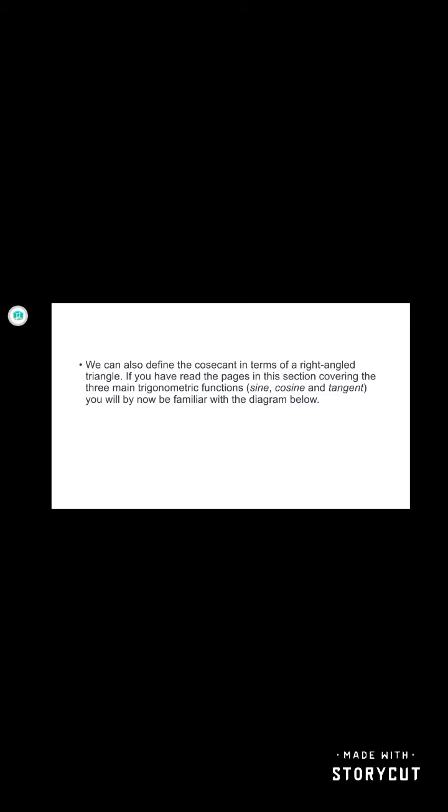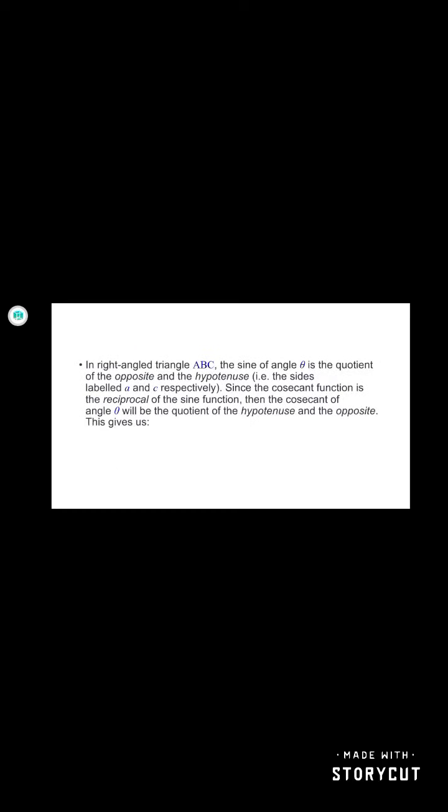If you have read the pages in this section covering the three main trigonometric functions, sine, cosine, and tangent, you will by now be familiar with the diagram below. In triangle ABC, cosecant theta is equal to C over A. In right-angled triangle ABC, the sine of angle theta is the quotient of the opposite and the hypotenuse, that is, the sides labeled A and C respectively.